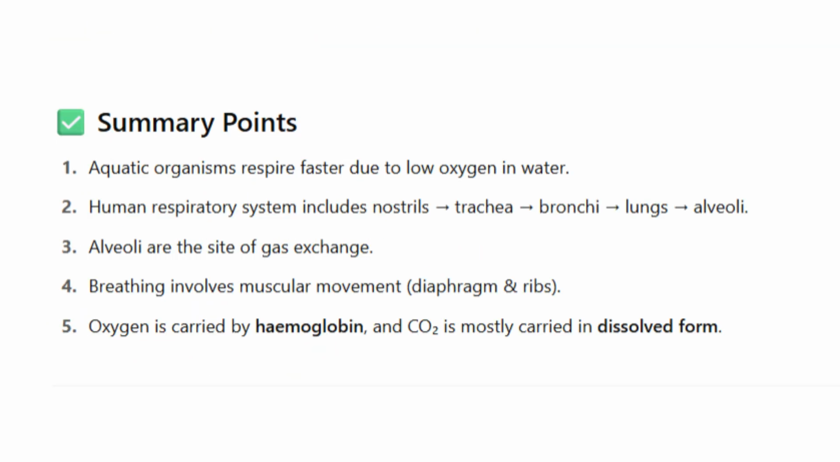Summary points. Aquatic organisms respire faster due to low oxygen in water. The human respiratory system includes nostrils, trachea, bronchi, lungs, and alveoli. Alveoli are the site of gas exchange. Breathing involves muscular movement of the diaphragm and ribs. Oxygen is carried by hemoglobin, and CO2 is mostly carried in dissolved form.